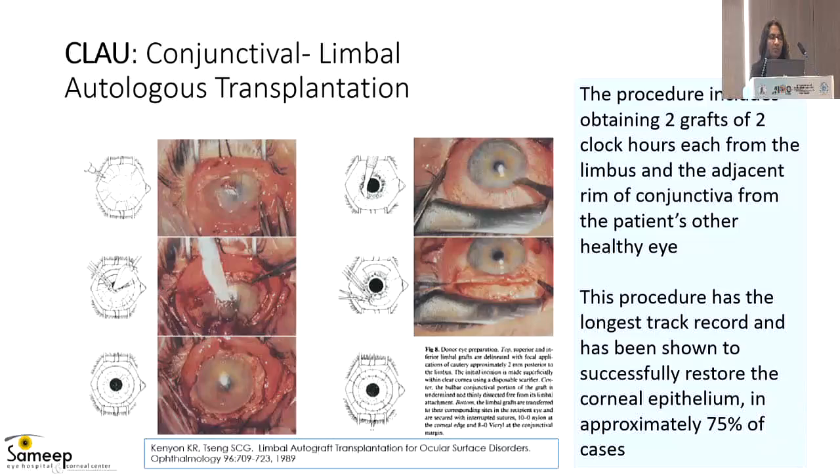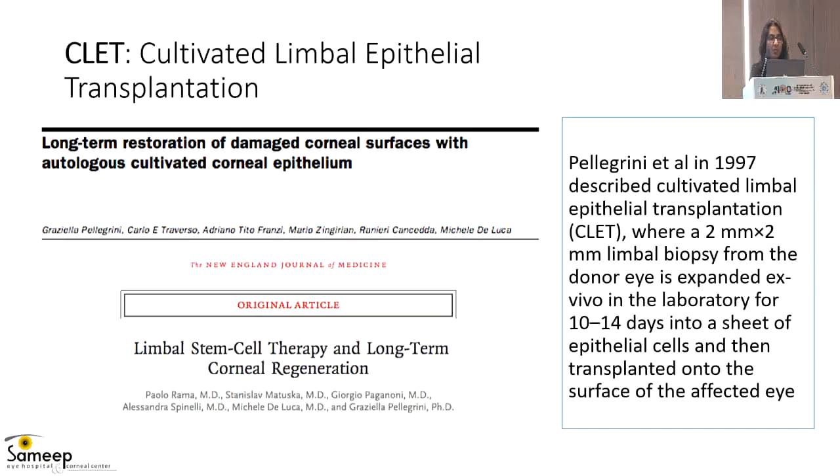Just briefing about the basic terminologies, conjunctival limbal autologous transplantation is a procedure which includes obtaining 2 grafts of 2 clock hours each from the limbus and the adjacent rim of conjunctiva from the patient's other healthy eye. This procedure has the longest track record and has been shown to successfully restore the corneal epithelium in approximately 75% of the cases. But the drawback is it creates a limbal stem cell deficiency in the donor eye.